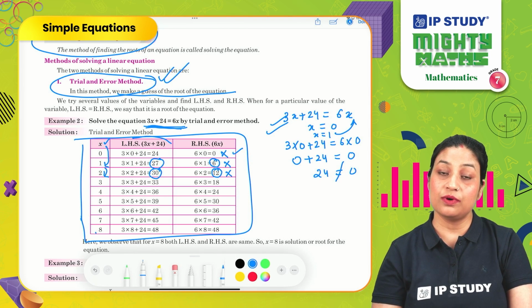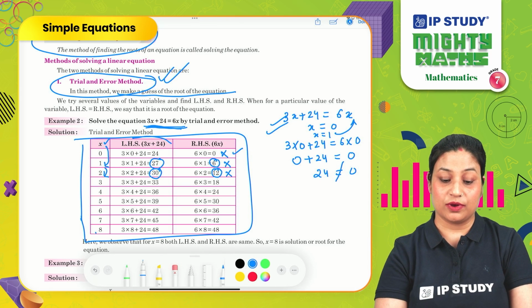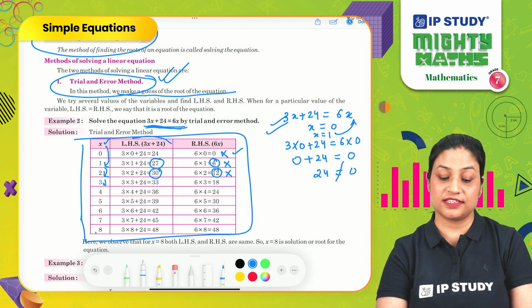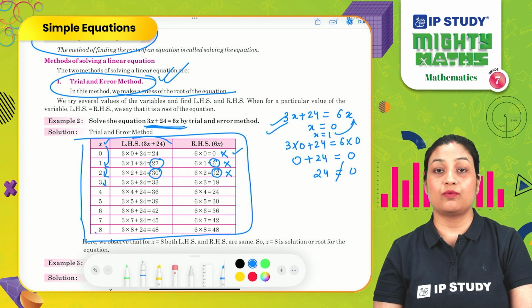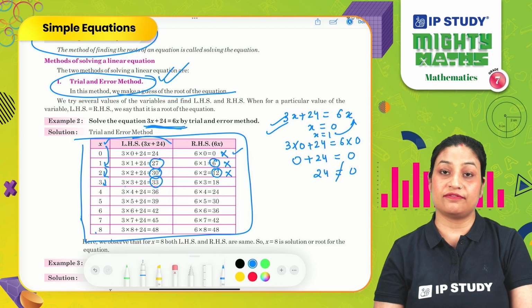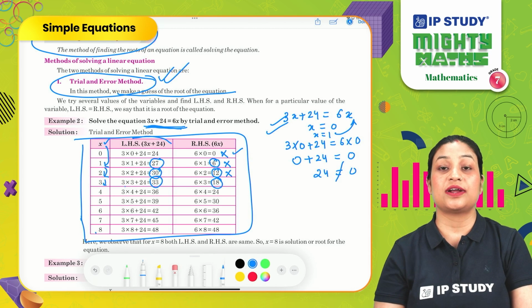So I will move on to the next value. The next value is 3. Now let me put x is equals to 3 and find out what will be my left hand side and right hand side. So when I put x is equals to 3, I will get 33 as left hand side and 18 as right hand side.